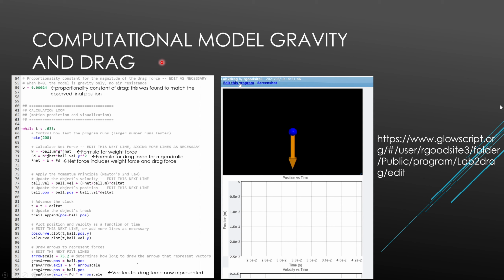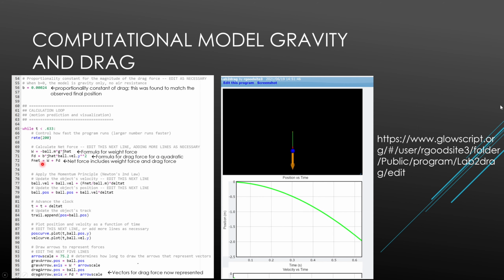So now in this next model, we're going to use both gravity and drag force. The first difference you'll see in the code is that the proportionality constant is no longer 0. We found this by looking at the observed final position from Tracker. The weight force is still the same. However, now we're also using drag force. We square the speed because it's quadratic. And now the net force has changed: it's weight force plus drag force. This is going to impact the velocity update formula as well as the position update formula.